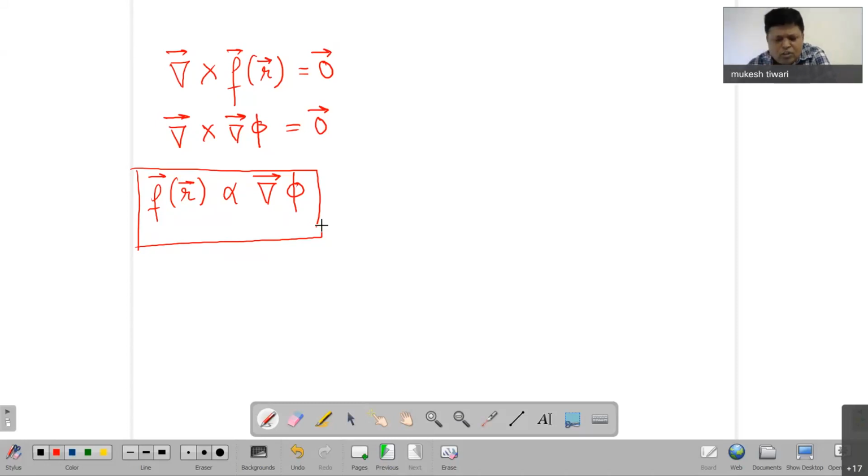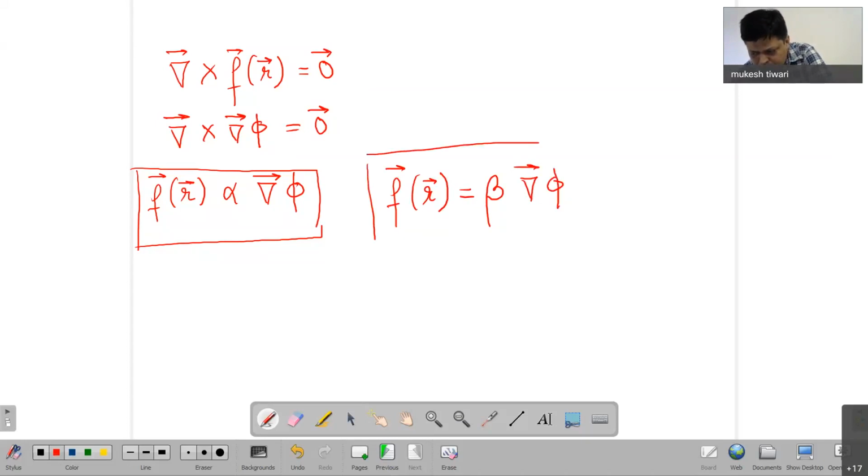And without loss of any generality, you can argue at this point that you can write it to be equal to some proportionality constant times the gradient of a scalar. And this proportionality constant has to do with whether you want to take it to be of positive sign or negative sign. I'll come back to that in a moment.